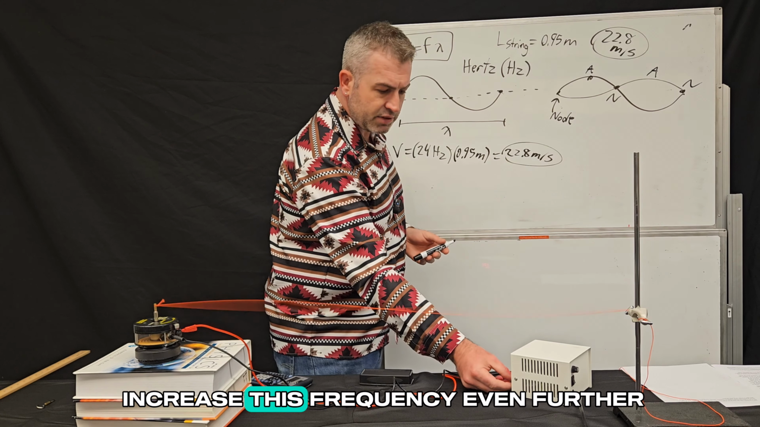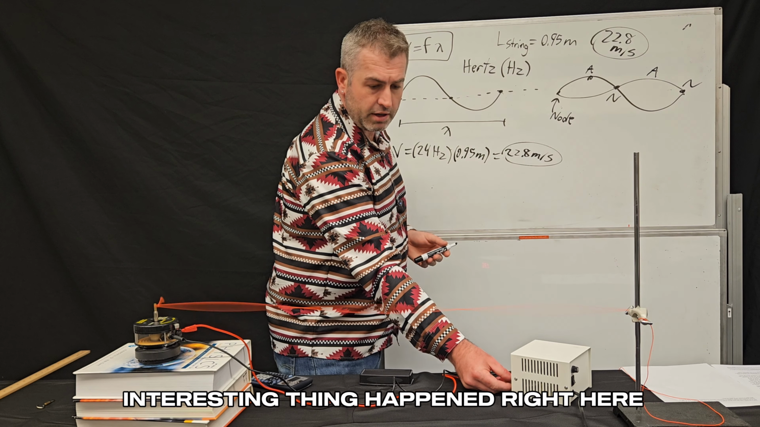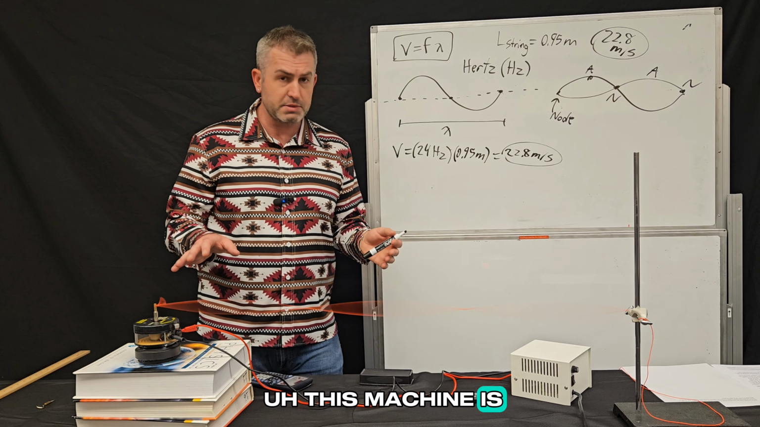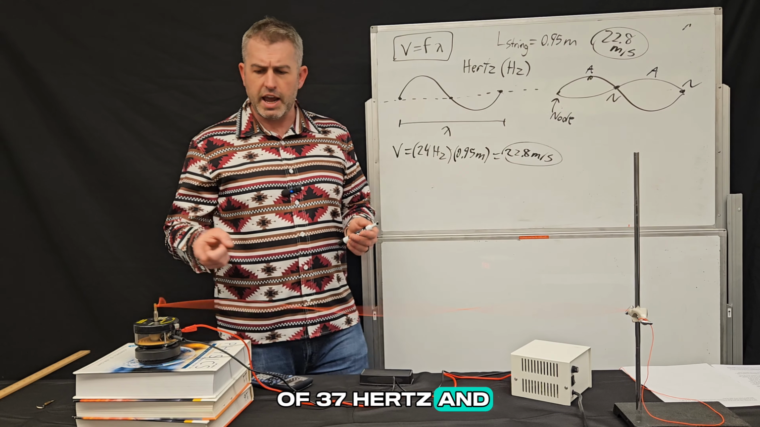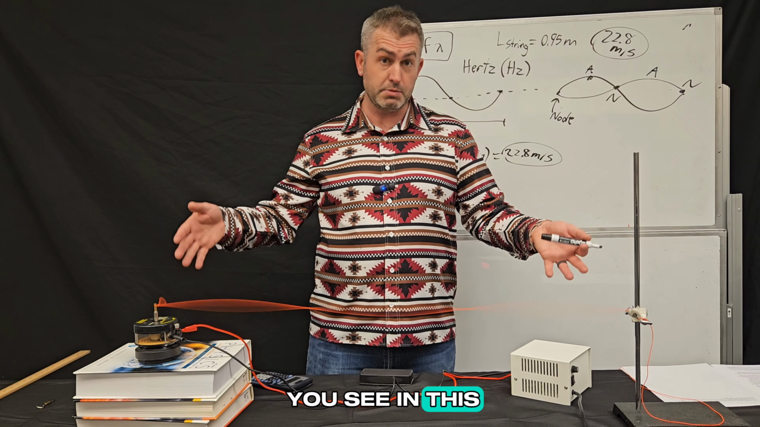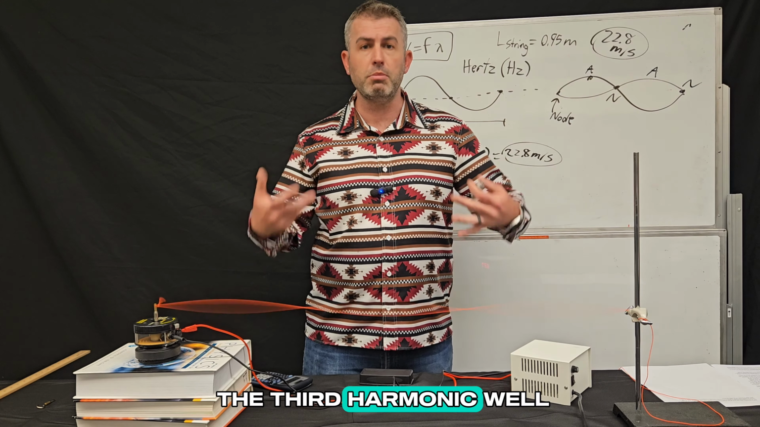So now I can increase this frequency even further, and you'll see another interesting thing happen right here. And so now this machine is moving 37 times per second. It has a frequency of 37 hertz. And how many waves, or full wavelengths do you see in this particular mode shape here? This is called the third mode shape, or the third harmonic.